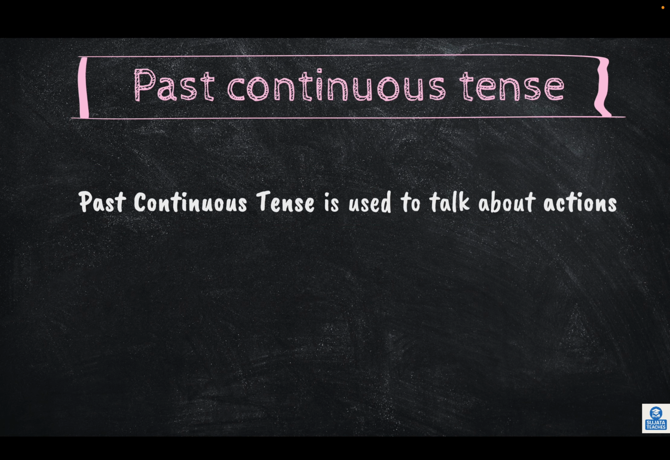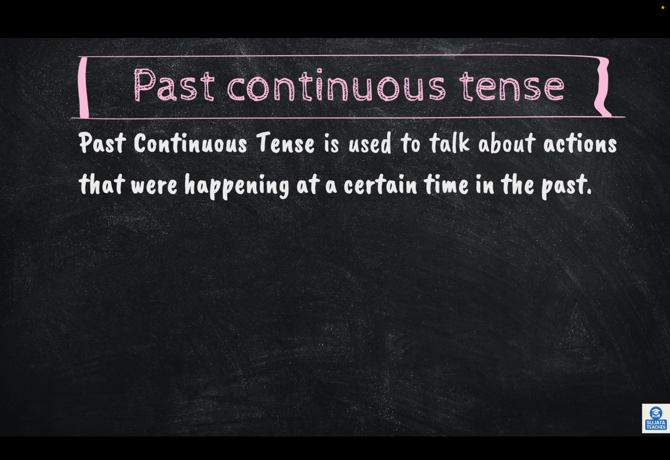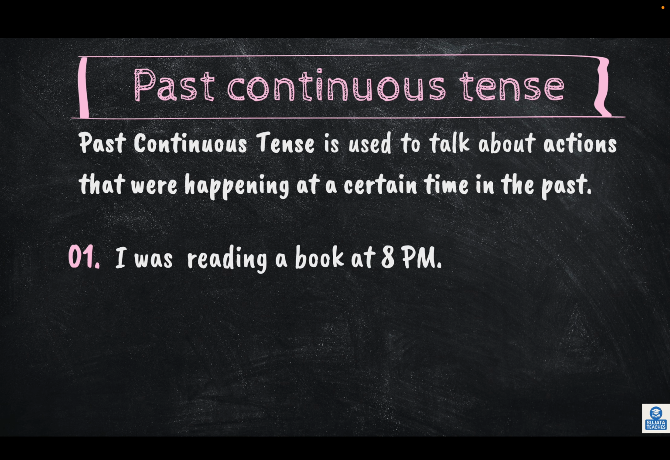Past continuous tense is used to talk about actions that were happening at a certain time in the past, in continuous motion. I was reading a book at 8 pm. So here was is the helping verb, whereas reading is the main verb. So we will count was reading. Don't just identify reading as a verb. Was reading will be the verb for past continuous tense.